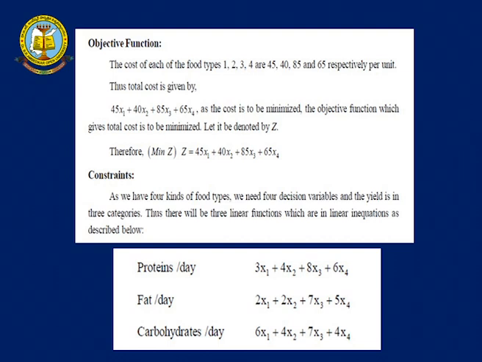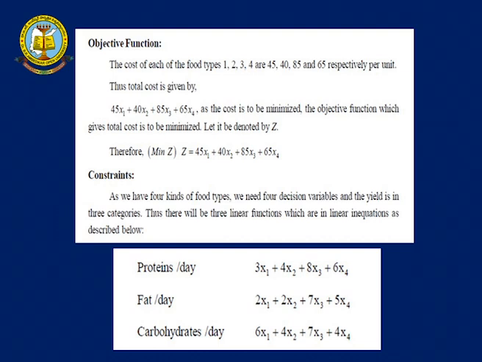So, we can choose the objective function as a minimum function. The objective function is minimum of 45 x1, where I am taking the first food as x1, plus 40 x2 plus 85 x3 plus 65 x4. So, the objective function is minimum z, therefore minimum z is 45 x1 plus 40 x2 plus 85 x3 plus 65 x4.